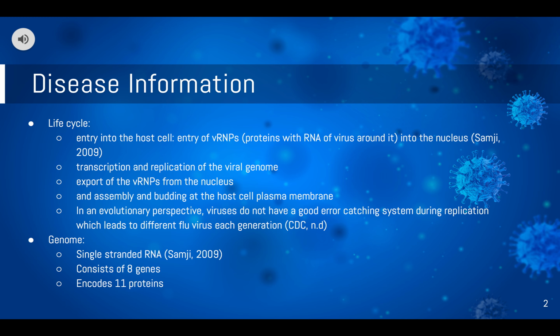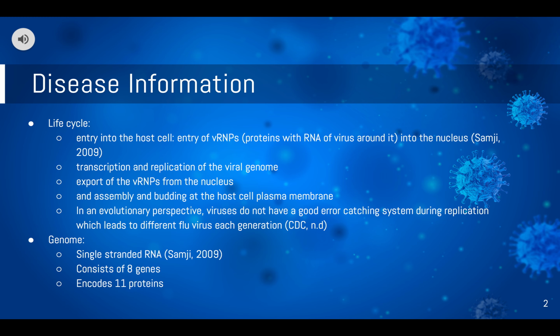The next step is transcription and replication of the viral genome. Next, the viral RNA is exported from the nucleus into the cytoplasm. Assembly of viral components and budding of the host cell plasma membrane happens, where the virus then can spread to other cells. From an evolutionary perspective, viruses do not have a good error-catching system during replication like eukaryotic RNA polymerases do. This leads to lots of mutations and hence an always changing and evolving flu virus.